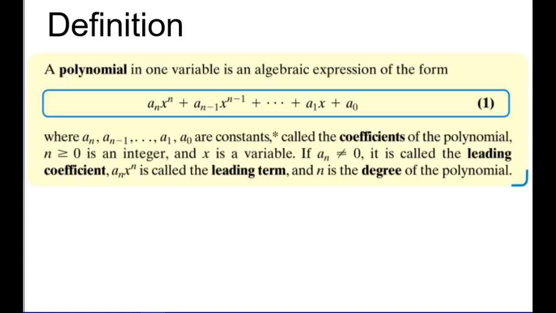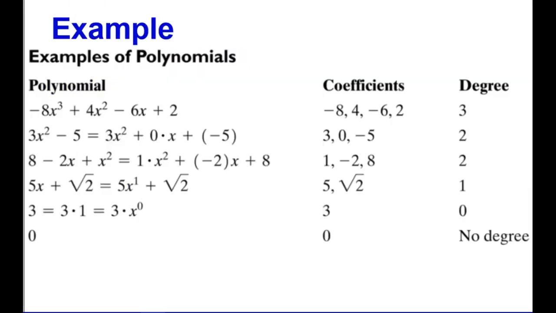So looking at some polynomials. So a polynomial has several different terms. That's really what we're looking at. It's made up of several monomials all put together. So here are some examples. So my first one, negative x cubed plus 4x squared minus 6x plus 2.